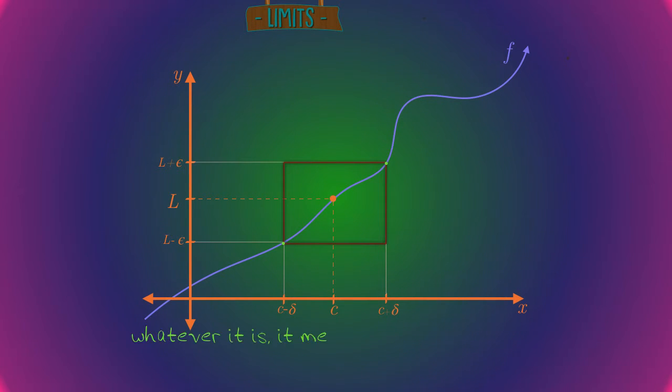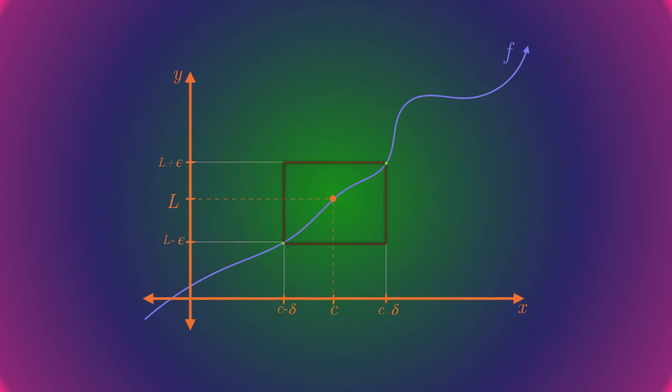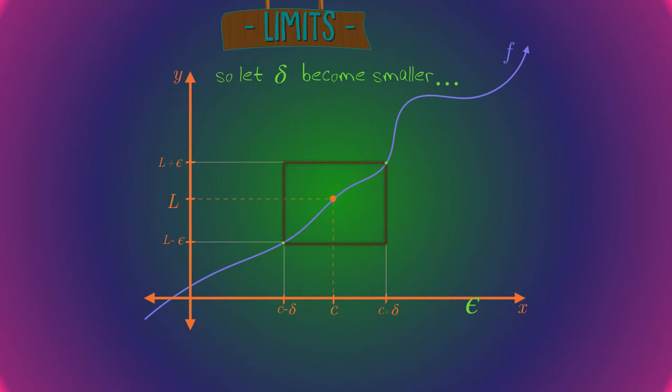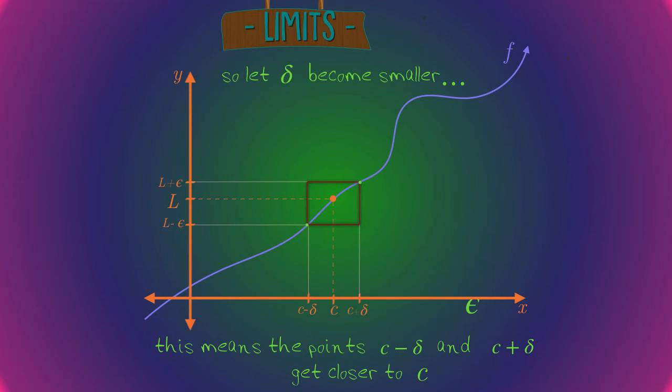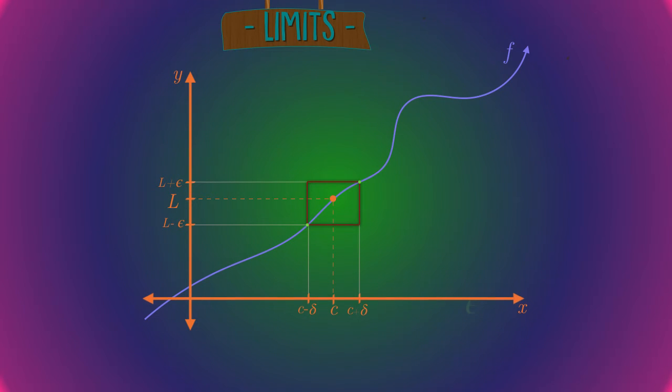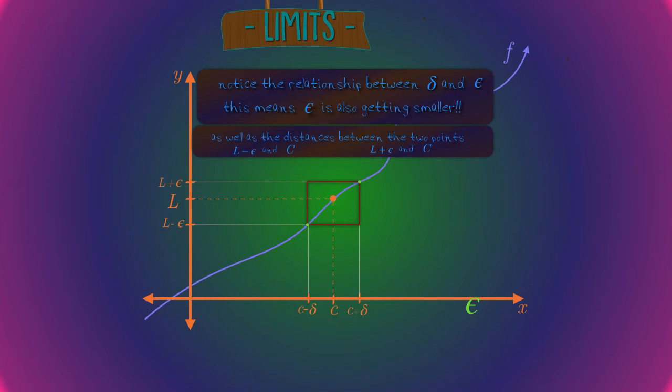And so what that means is if we make delta smaller, epsilon is going to have to become smaller as well. So let's let delta become smaller. Now look what's going to happen here. c minus delta, c plus delta, they're going to get closer together. They're going to get closer to c. And look what happens to the box when that happens. Epsilon also got smaller. The box is closing in on that orange point there.